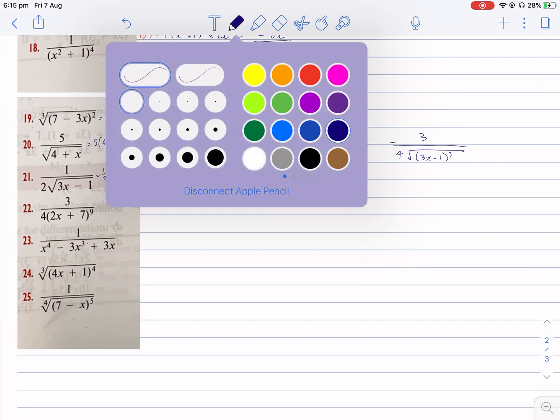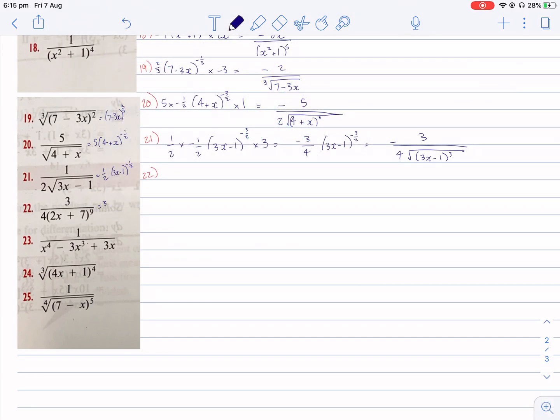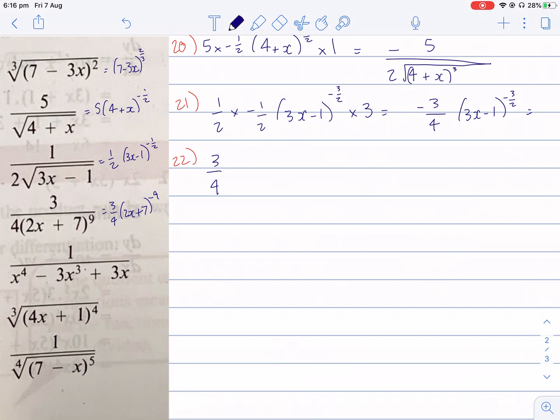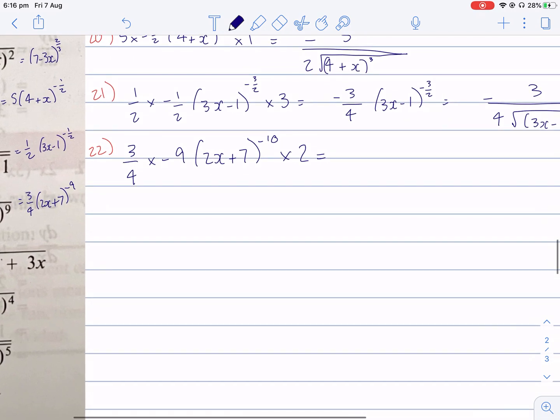22, which is awesome. So that means we've got 3/4 2x plus 7 to the negative 9, which means we've got 3/4 times negative 9, 2x plus 7 to the negative 10, times the derivative of the inside, which is 2. So that gives us negative 27 over 2 times 2x plus 7 to the 10. 10, not 16. And 23.